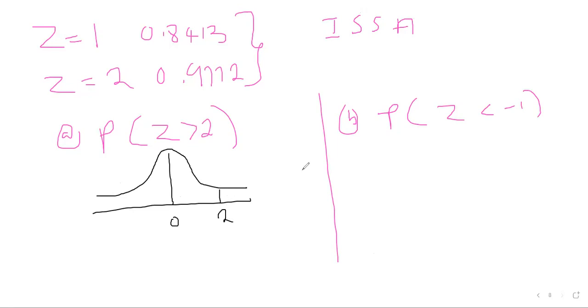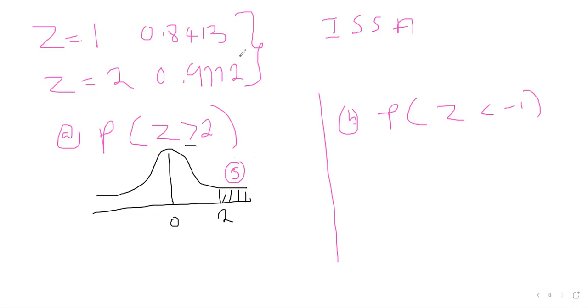Where are we going to shade? On the right. Why the right? Because it says greater than 2, because of the sign, correct? Then what does the shading tell you? Is it a small shading or a big shading? It's a small shading. When the shading is small, what do we do? Small, subtract. Subtract.